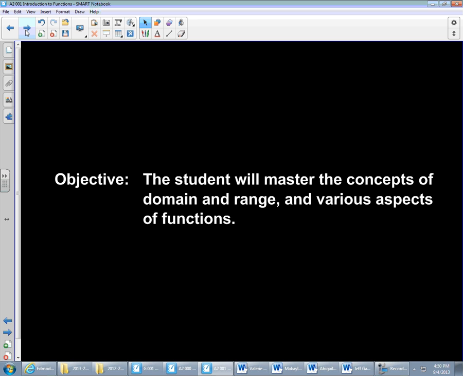The first thing you need on your Cornell format, if you remember, is an objective. Our objective today is the student will, or TSW. You can just put TSW. Master the concepts of domain and range and various aspects of functions. You'll also put the lesson date, which you can either put as today if you want to get in the habit of putting the day where you're going to actually take the notes, or you can put it as tomorrow's date, the day we'll actually be working on this in class. Either way, I don't particularly care, as long as you get it done.